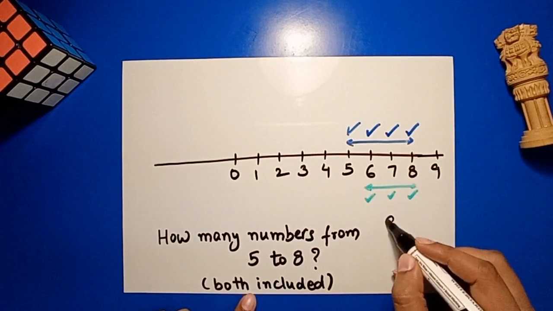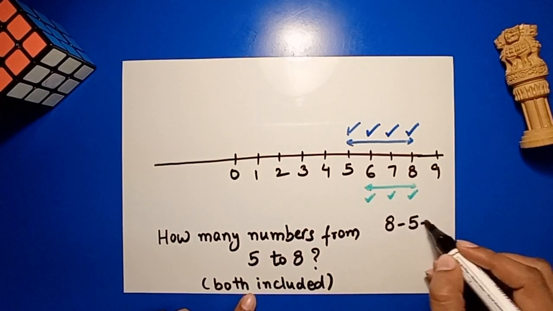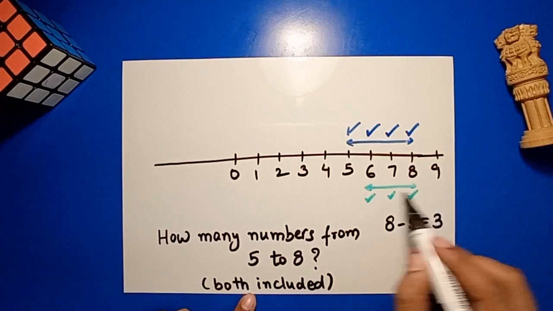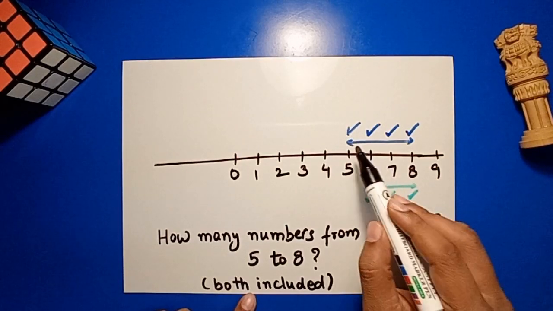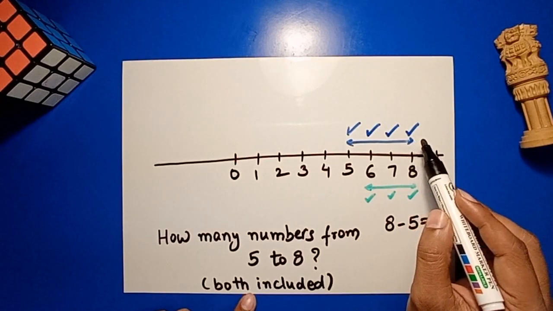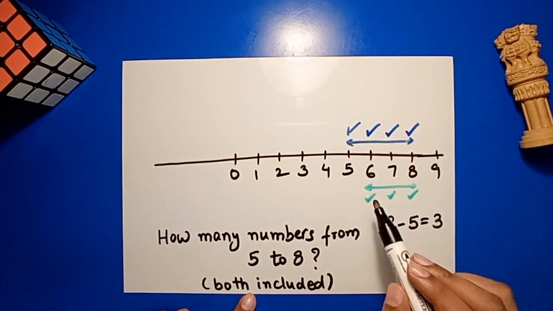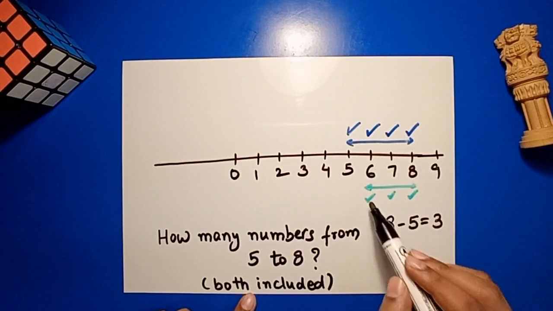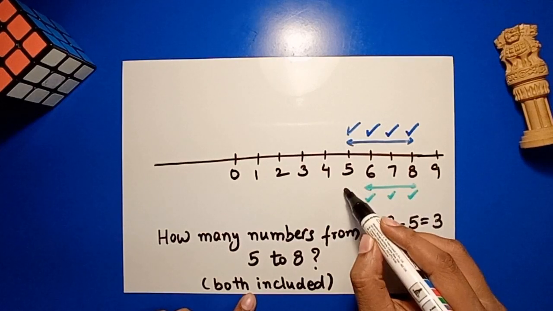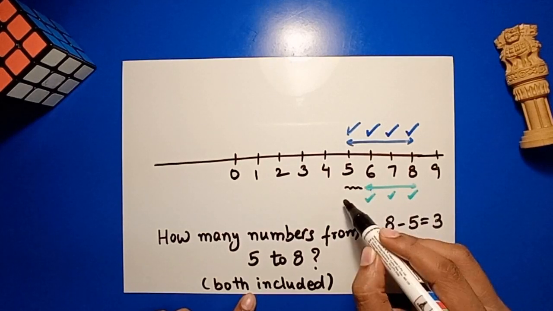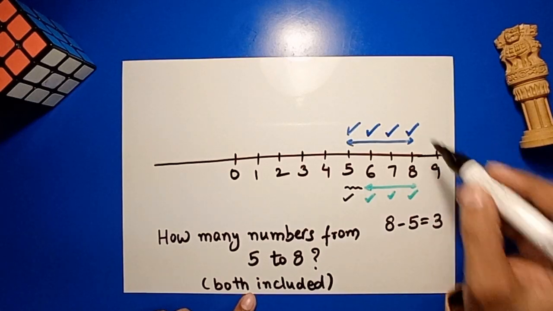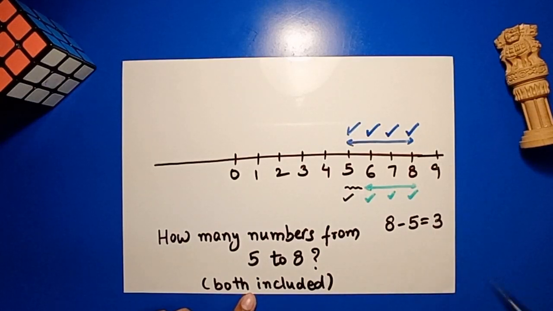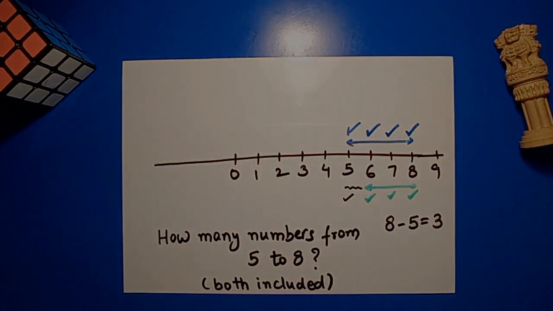8 minus 5, that gives me 3, which is this line, and it has 3 numbers: 1, 2, 3. Actually, how many numbers are there? 4: 1, 2, 3, 4. By subtraction I am getting 3: 1, 2, 3. What is the difference? 1. So if I add 1 here, it becomes equal, and that's how we got the number 1 to add to our equation.